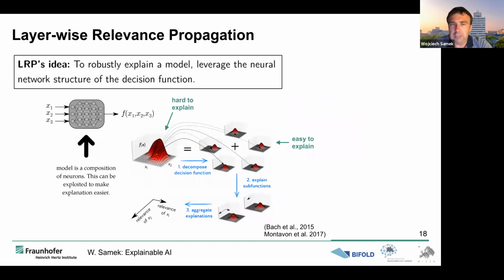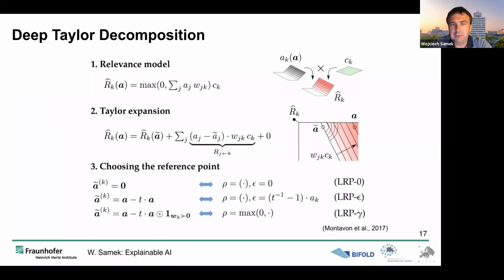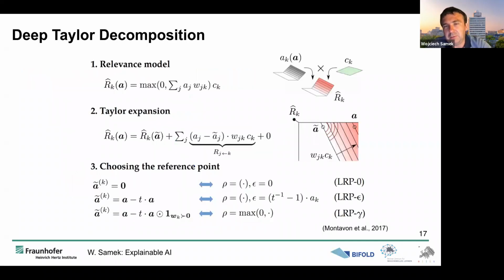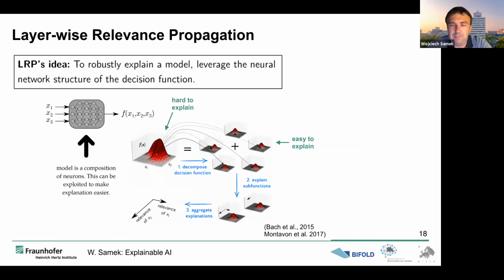Okay, so we can talk about the details later if you are interested. I will just repeat the intuition of LRP: to robustly explain a model, we leverage its structure. We know that the network is a composition of neurons, and we exploit this fact in the explanation. Instead of explaining the whole thing at once, which is hard, we explain things layer by layer, which is easy, because we can show that the relevance function is just the scaled ReLU.